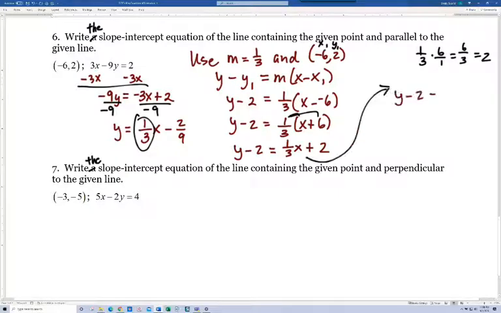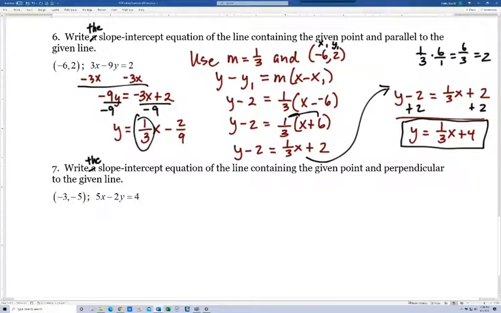Let's go ahead and move this over here. The only thing left to do is to add 2 to both sides. And now we have y equals 1/3 x plus 4. And so this is the line that goes through negative 6, 2, and has the same slope as this line here. They're parallel. All right, so I would encourage you to try number 7. It's quite similar, except for you need to know what slopes of perpendicular lines look like.